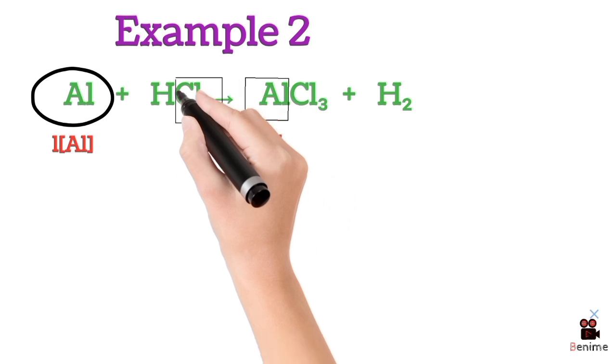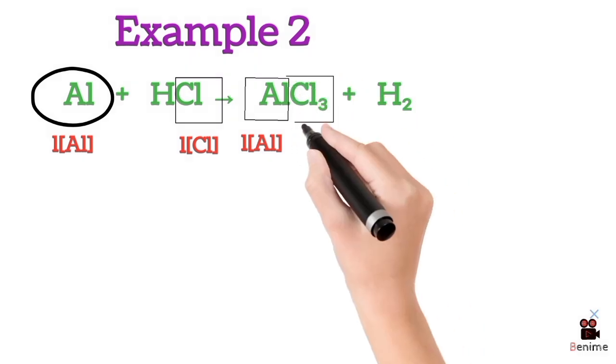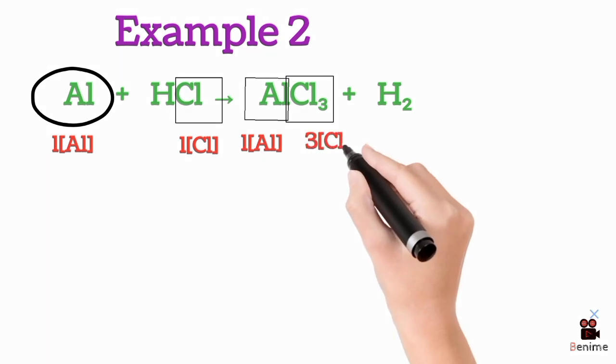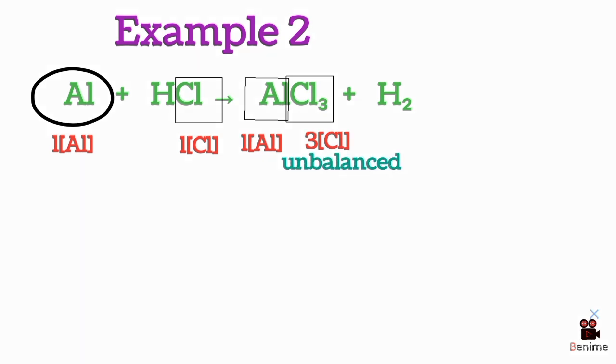Now we count chlorine atoms from the left side of the equation. There is only 1 chlorine atom on the left side because there is 1 chlorine in HCl. Now we again count chlorine atoms on the right side of the equation. There are 3 chlorine atoms on the right side because AlCl3 contains 3 chlorine atoms. So it is unbalanced. Note, we can add coefficients only.